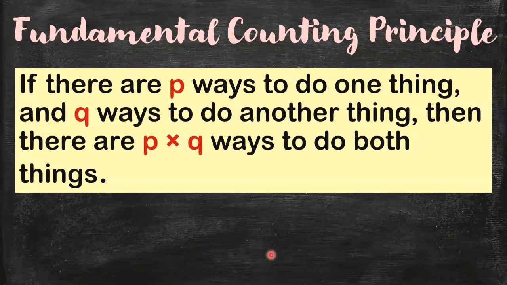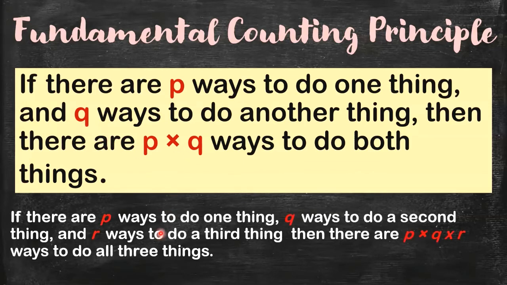Ang fundamental counting principle, nag-a-apply din ito if you have 3 things to do. Kasi ito, 2 things lang to eh. So, pwede rin 3 things. Pwede rin 4 things. So, kunyari, 3 things. Ito yon. So, P ways to do one thing, Q ways to do a second thing, and then R ways to do a third thing. Then, there are P times Q times R ways to do all those 3 things together.